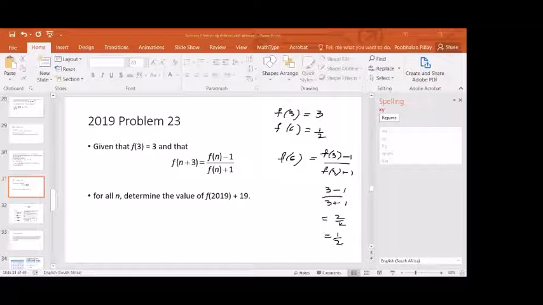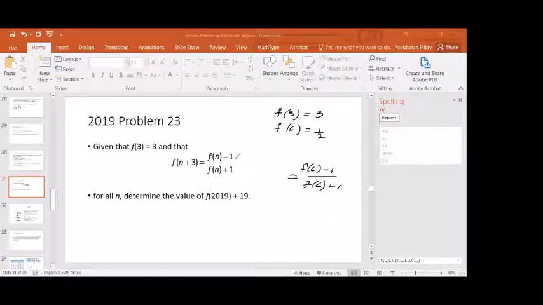All right, now I can continue to do the same kind of thing. Now I know f of 6. So I can substitute n equals 6. Put n equals 6 here. f of 6 minus 1 over f of 6 plus 1 equals, with n equals 6, this becomes f of 9.